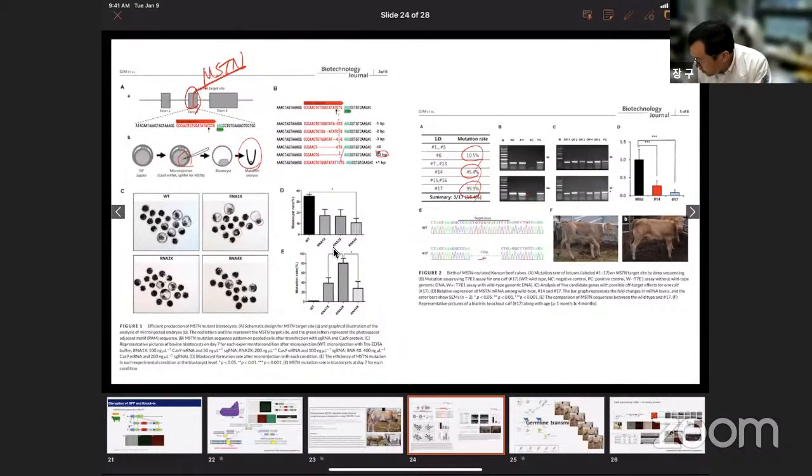Take a look at the Sanger sequencing: a minus 12 bp deletion, gene expression is decreased, and muscle growth is increased. Wow, nowadays we can customize the animal model with our system.